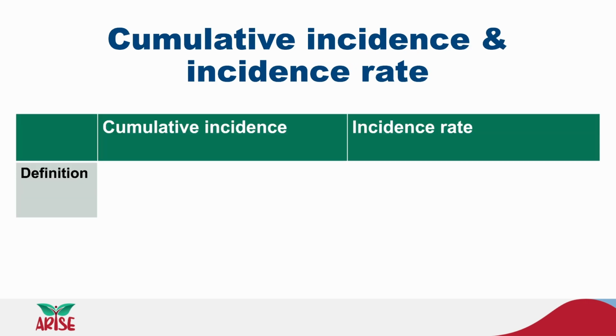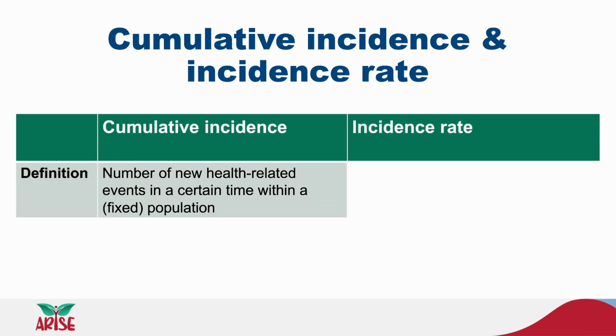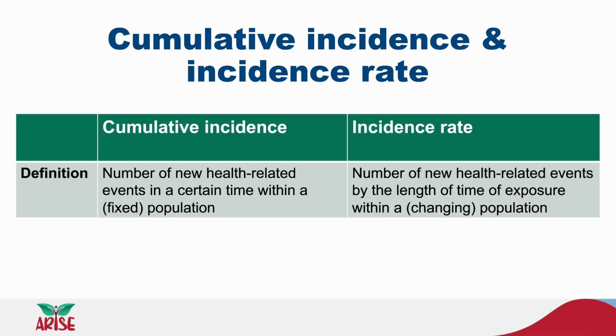We are going to talk about 2 measures of incidence, cumulative incidence and incidence rate. Let's consider the difference between cumulative incidence and incidence rate. Cumulative incidence refers to the number of new health-related events in a certain time within a population, the population measured at the start of the time frame. Incidence rate is the number of new health-related events in a certain time and is affected by the length of time of exposure within a changing population. We call this the person time at risk. More on this concept later.